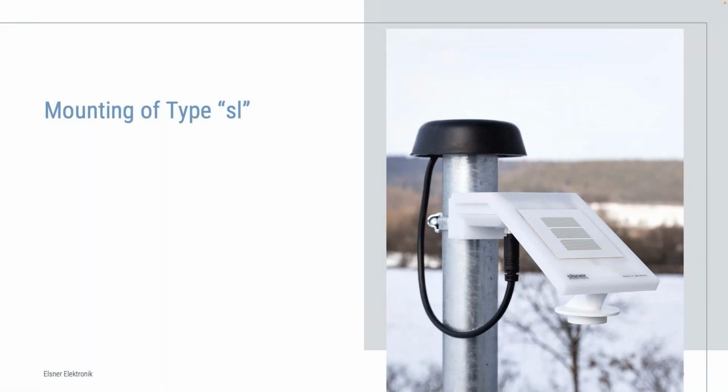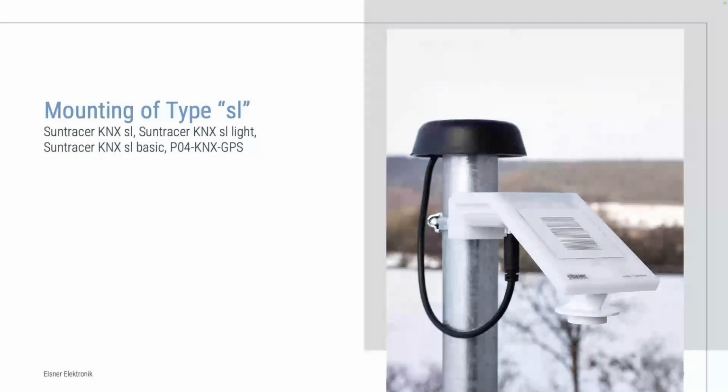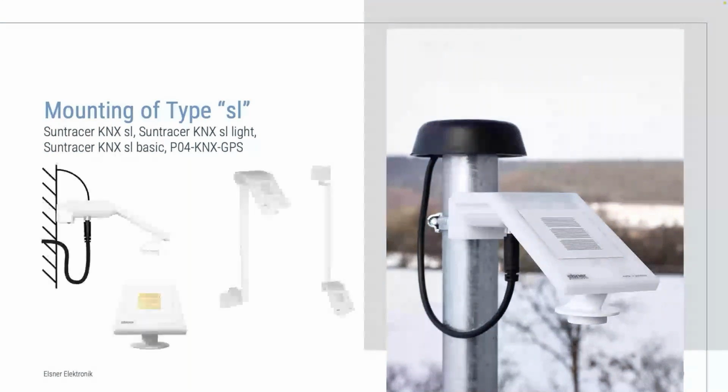All weather stations with the housing shape of the SunTracer SL, as seen on the photo on the right, are mounted identically. The weather station can be attached directly to a pole or on the roof with a clamp. Likewise, the weather station can be mounted on a facade wall.